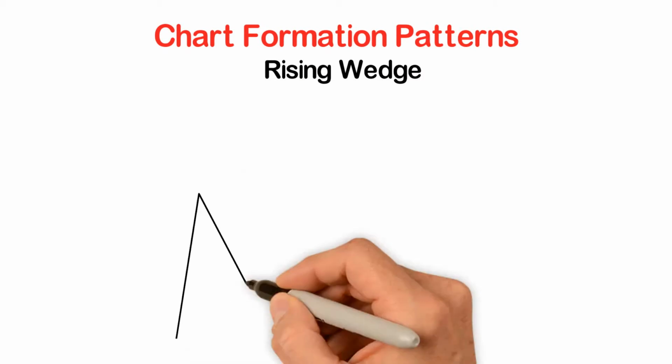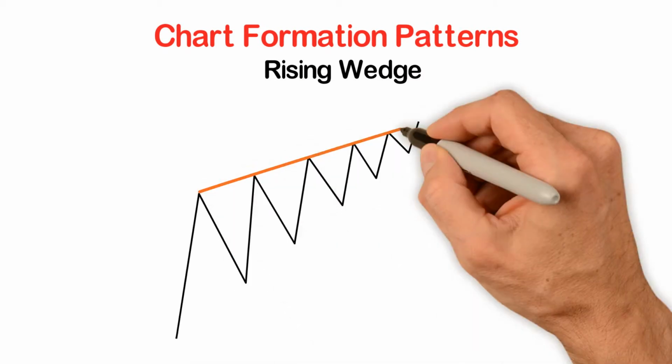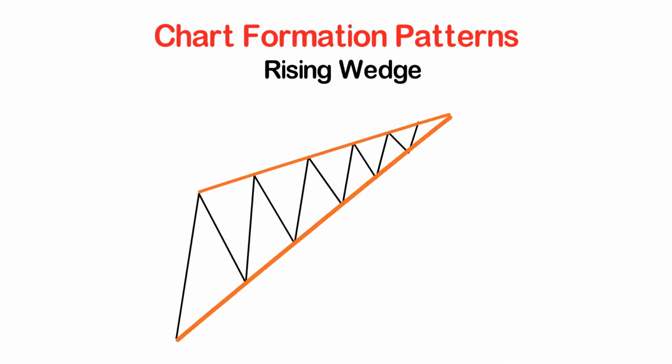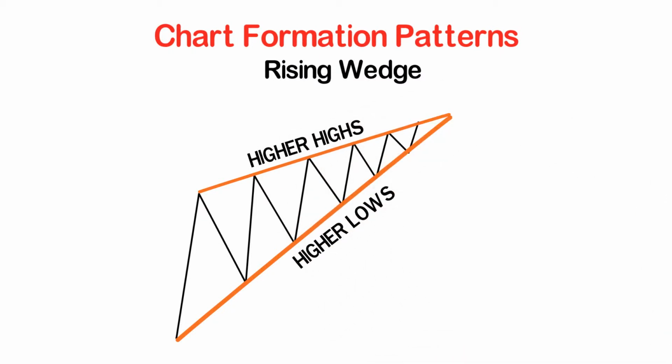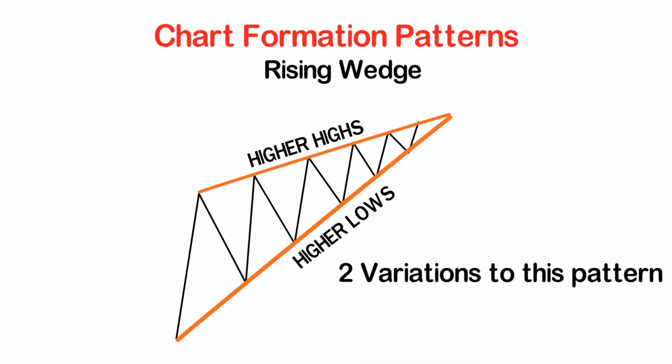Rising wedge. A rising wedge is a bearish formation pattern where the price consistently creates higher highs and higher lows. The support line is steeper than the resistance line. Every new high is created with high momentum, signaling an underlying weakness. There are two variations to this pattern.